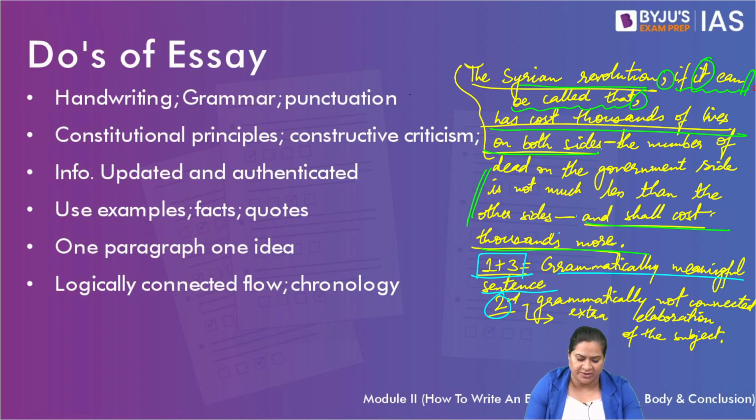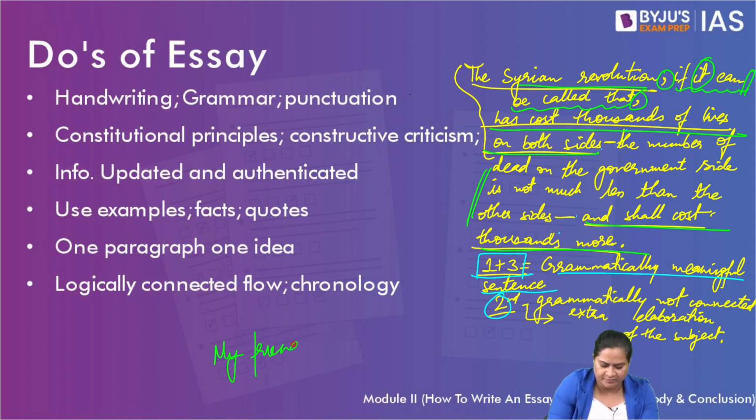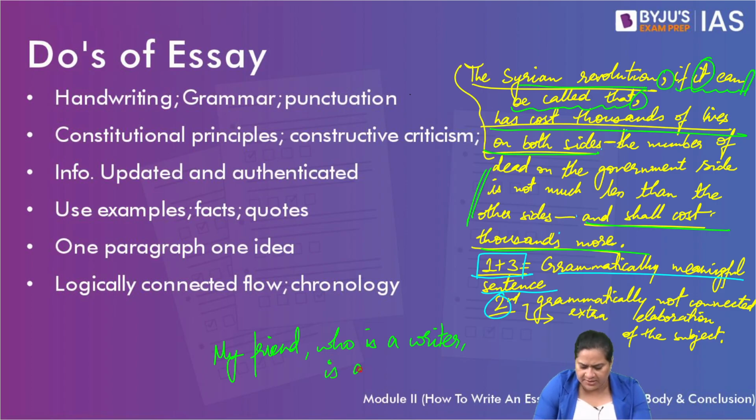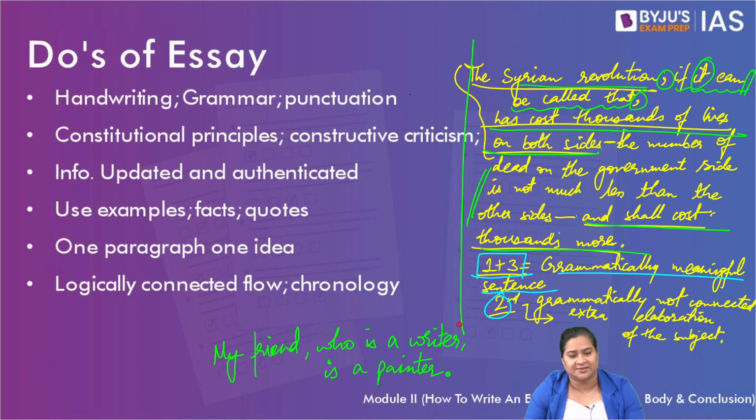Got it? In simple language, in your grammar books you find examples like these, like my friend, comma, who is a writer, is a painter. This level is what you get in school days. But this is the level you get in newspapers, you get in CSAT passages. So my friend is a painter, everyone can see. Who is a writer is an extra enumeration.